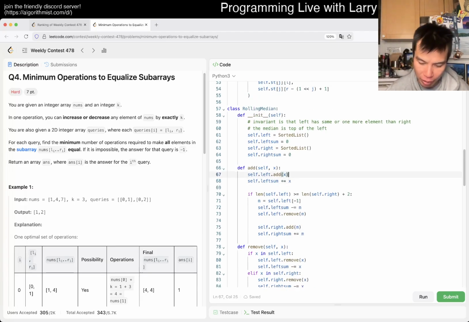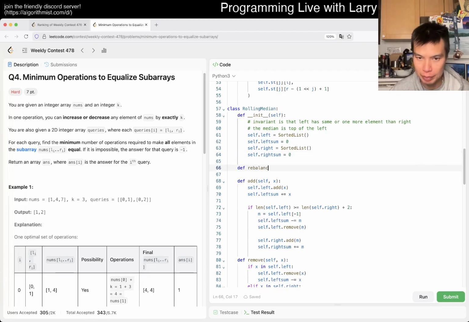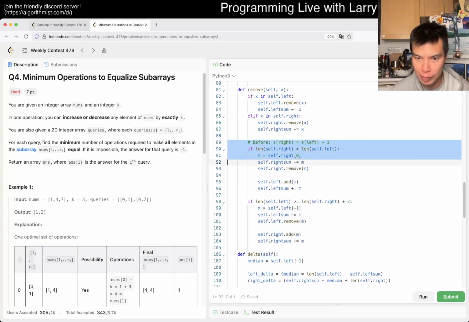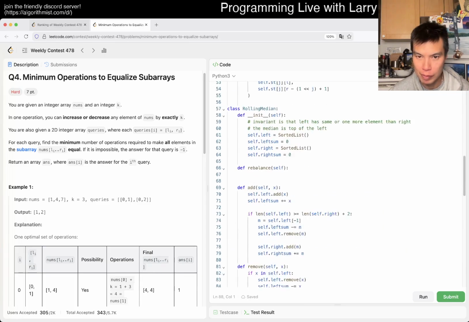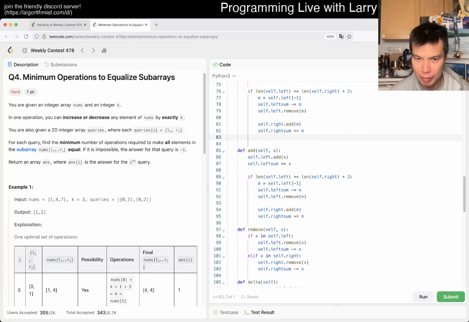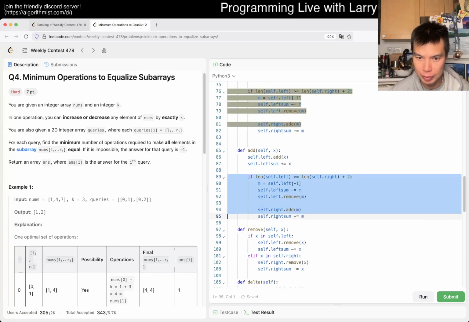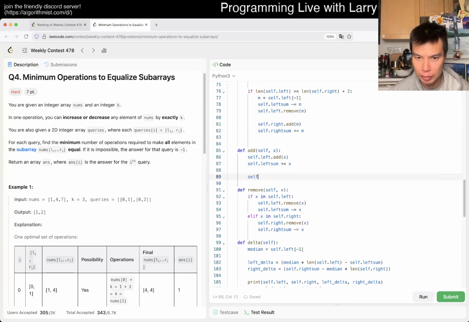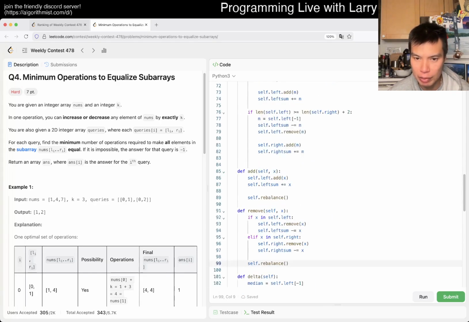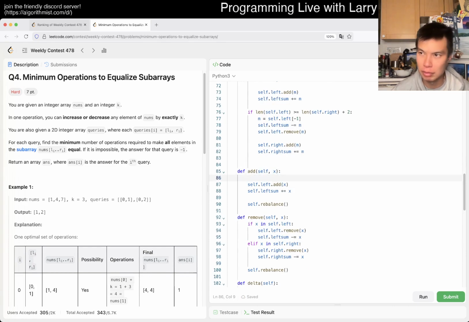Okay, so we have to figure out. Let's just write rebalance. Maybe I have to double check that one actually. I don't know why I do the same thing with the heap. That's okay. We can fix this. Now we just don't do that, right?